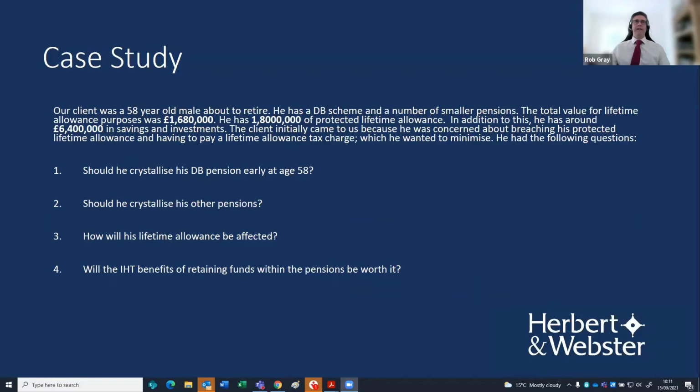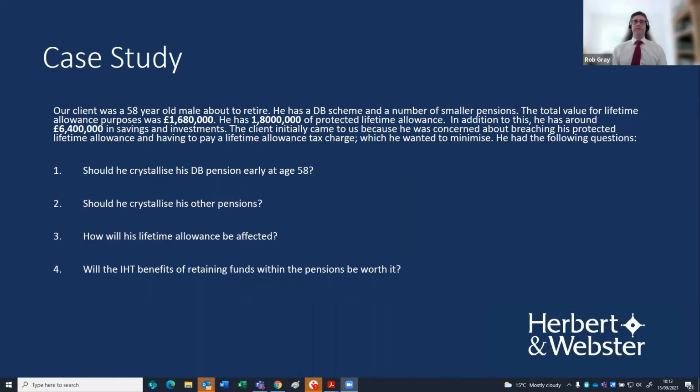So a case study that I'm going to run through with you is a client of ours, as I say, who we've spoken to this year. Quite an interesting case. He was 58 years old and about to retire. He was 2 months away from retiring. This gentleman had had a very well-paid job for many years in the city, which obviously had allowed him to consider retiring at age 58.